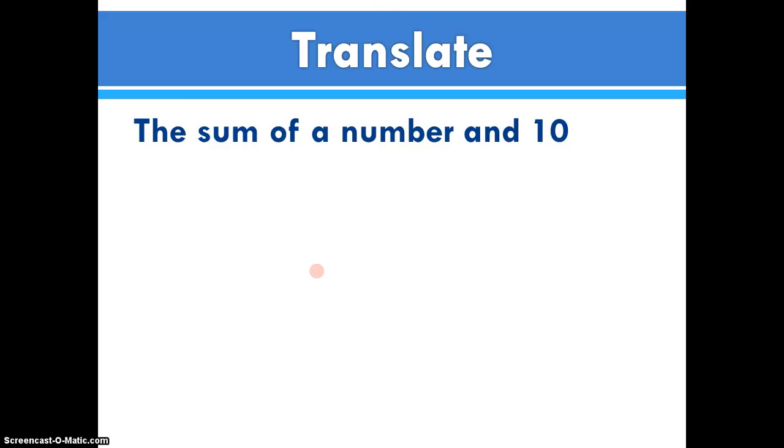Well, do we know what that number is? No. So we just talked about, when we were talking about the parts of an algebraic expression, if we have an unknown number, we use a variable. So you would use any variable. I used x, but any variable plus 10 would be the correct answer, or the correct translation for this number sentence.